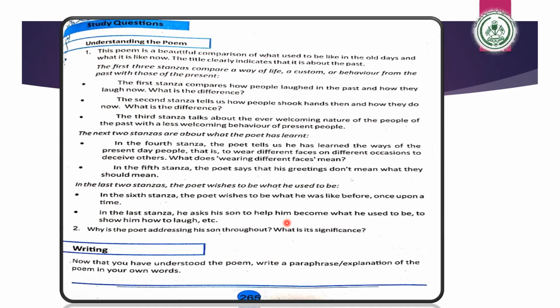And in the last two stanzas, he is saying to his son, "Well, teach me. I wanted to go back to my childhood, how children are very clear and pure from the inside, and they always meet and smile with soul. So I wanted to learn that kind of attitude which children have." So why is the poet addressing his son throughout?